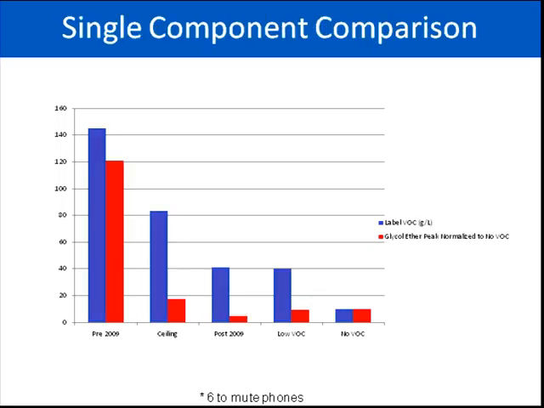Moving on to the single component. This is the one that drastically was reduced from 2009 to all the other formulations. This glycol ether was extremely large in the pre-2009 paint. The other paints had extremely small quantities of it in there.